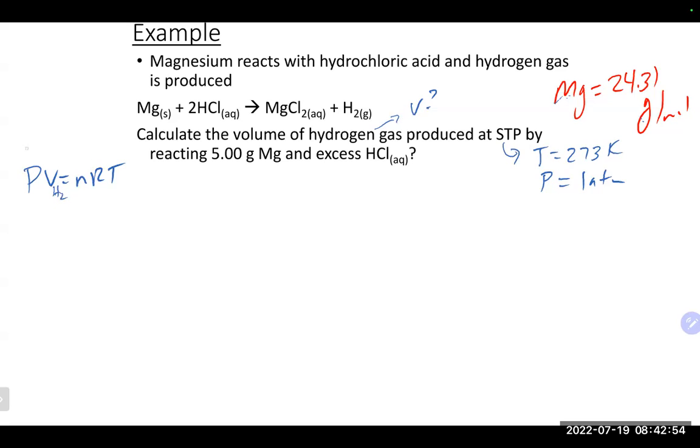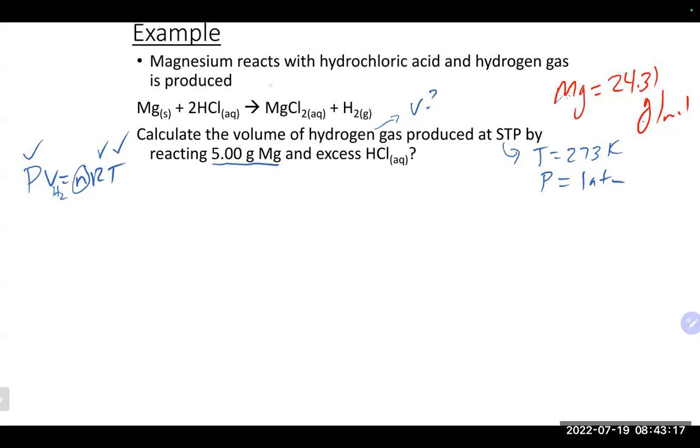We do have the pressure given to us. We do have the temperature given to us. We do have R always. So once again, we are missing the moles for hydrogen gas, which we can use stoichiometry to get. We're reacting 5 grams of magnesium with excess HCl. So obviously it's a basic stoichiometry problem, as it tells us this is really our limiting reagent.